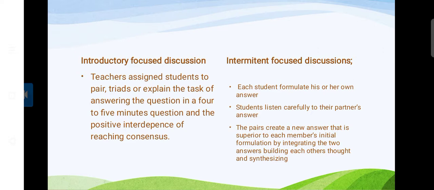So next we have intermittent focus discussions. This means that each student formulates his or her own answer. Students also listen carefully to their partners. And the pairs create a new answer that is superior to each member's initial formulation by integrating the two answers, building on each other's thoughts, and synthesizing.